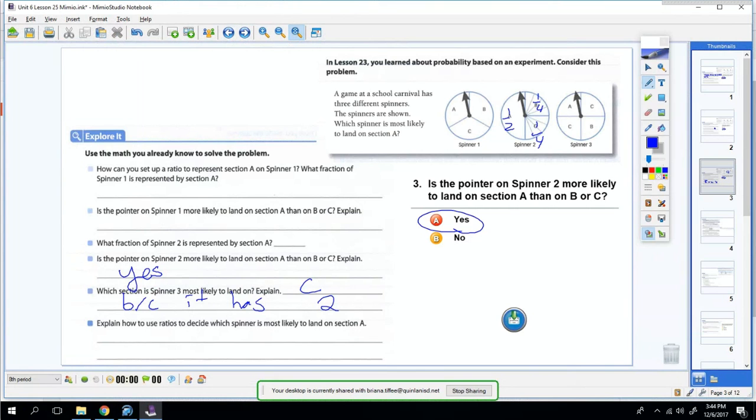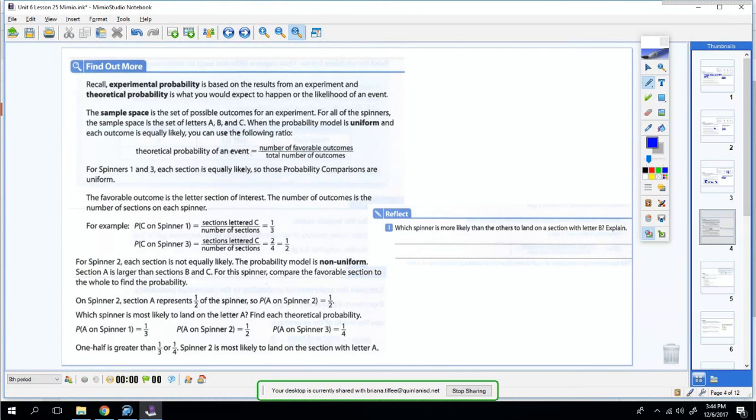All right, this again is really not the main idea. We're going to do a couple more examples together. But first, let's find out more. So recall, experimental probability is based on the results from an experiment, and theoretical probability is what you expect to happen, or the likelihood of an event. The sample space is the set of all possible outcomes for an experiment. For all the spinners, the sample space is the set of letters A, B, and C.